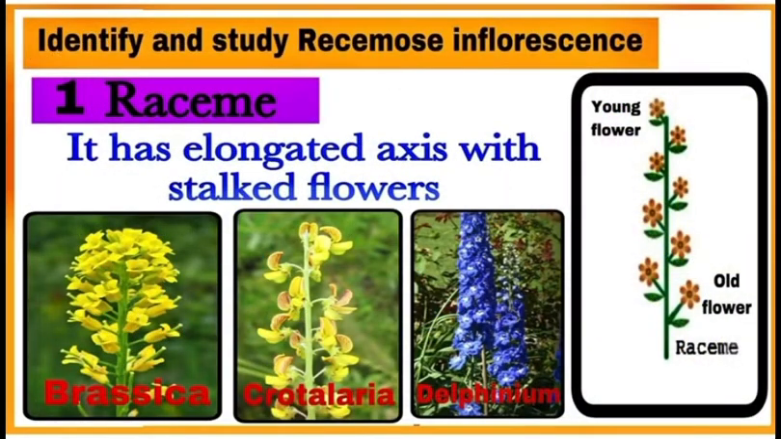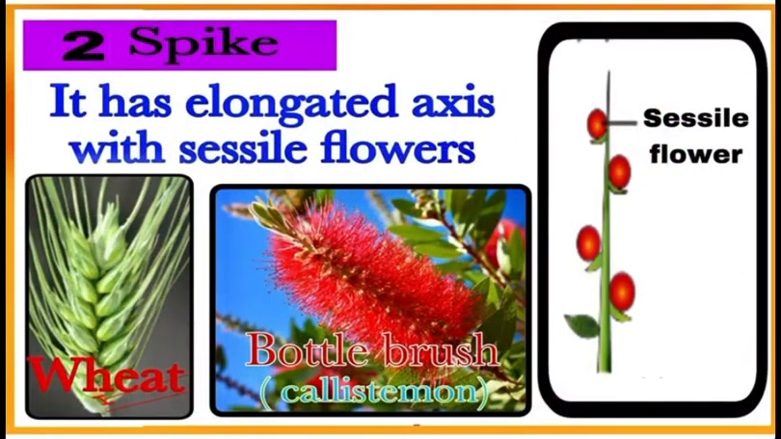Now let us start identifying the specimens of plants given and study the types of racemose inflorescence present in them. First type is raceme. Here axis is elongated with stalked flowers, and older flowers are at the base while younger flowers are present towards the top. Examples of plants having raceme inflorescence are Brassica, Crotalaria and Delphinium. Second type of racemose inflorescence is spike.